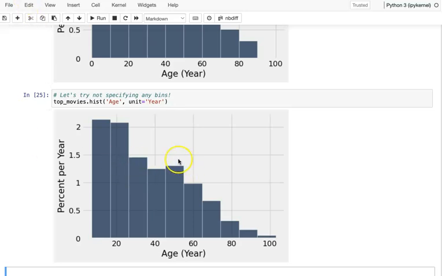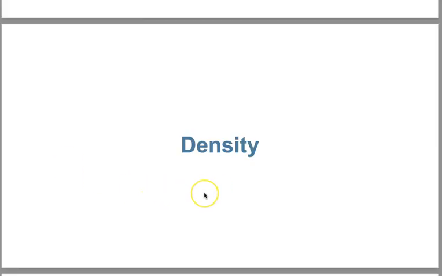The most important thing here is that the x-axis is age in years, but the y-axis is percent per year. The total percent is the area of each bar, and all the bars added together will be 100%. So we want to focus on the y-axis. The height of the bar, we actually call the density.